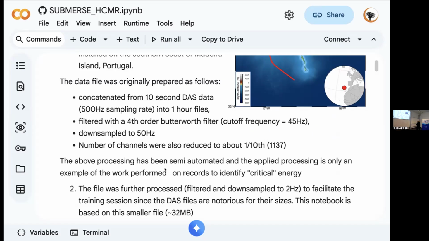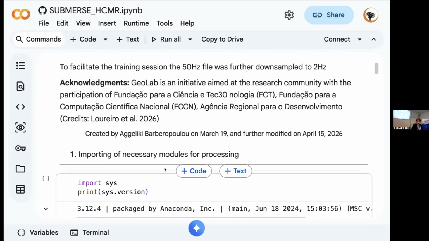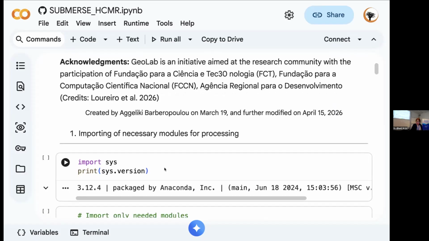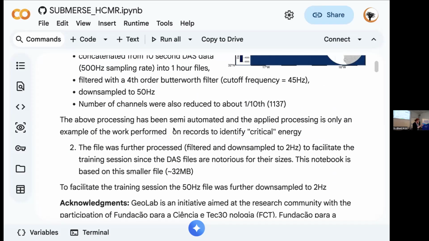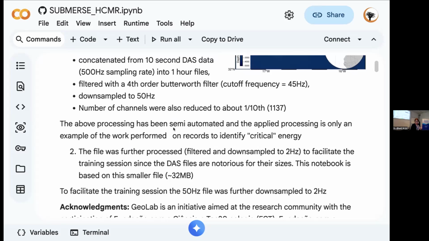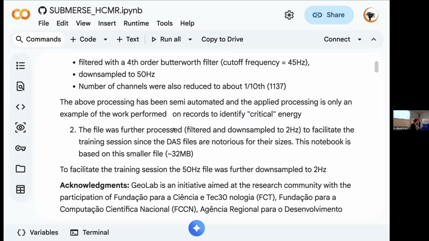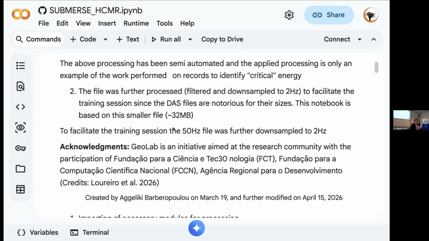When you go to this repository, there is the SUBMERSE HCMR Jupyter notebook, and if you go to the releases to the right, let me, is this enlarged okay? First, as always, let me back up again. There are two things that I have done with this data. The first phase I already explained. I further downsampled this data to 2 hertz because we're looking at oceanographic applications. So the file that you are going to be downloading is much smaller.